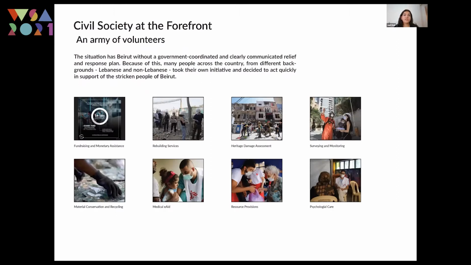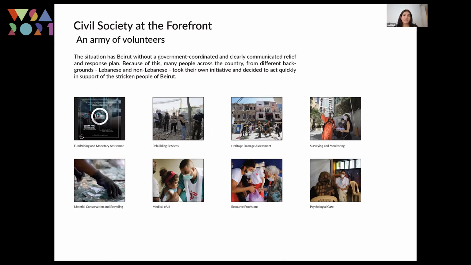So the situation happened at a time where Beirut was without government coordinated aid and clearly communicated relief or a response plan. Because of this, many people across the country from different backgrounds, Lebanese and non-Lebanese, took their own initiative and decided to act quickly in support of the stricken people of Beirut. This found small initiatives teaming up, larger initiatives setting up a series of separate projects, and so on. So really, Beirut was rebuilt by an army of volunteers, not by government aid.